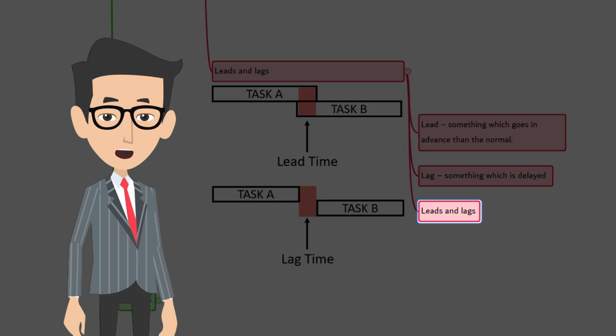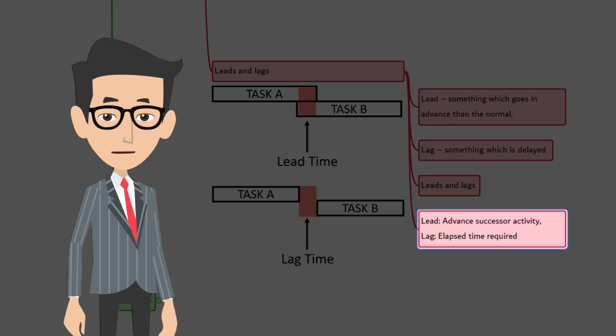This helps to develop a viable schedule by adjusting the start date of successor activities. To put it in simple words, leads can be used to advance successor activity with respect to the predecessor activity. Lags are used when lapse time is required.